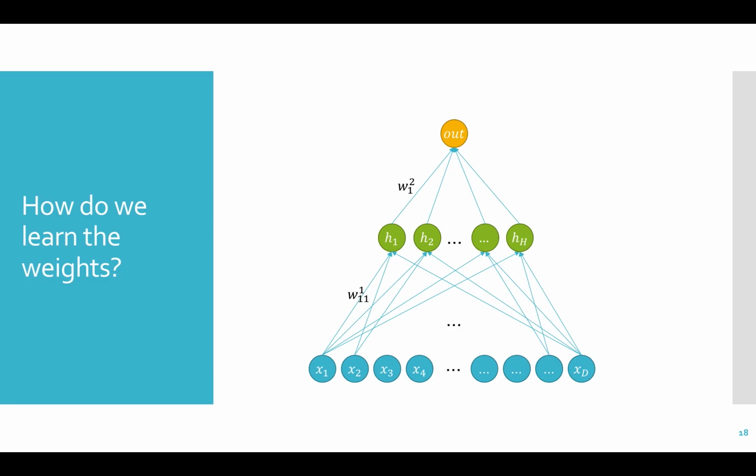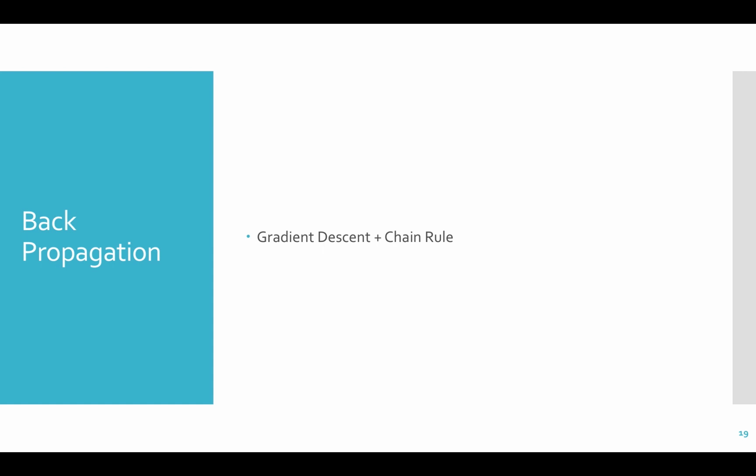Just like with the perceptron, we want to learn the weights and the bias. Even though we're ignoring the bias for now, it's still in there, but we can think of it as a weight. We learn the weights for a neural network using a technique called backpropagation. It's a fancy term which just means that we use gradient descent and the chain rule from calculus.